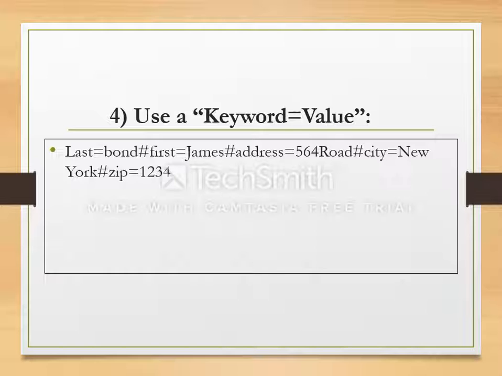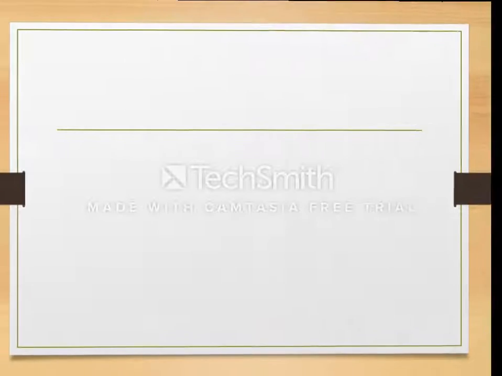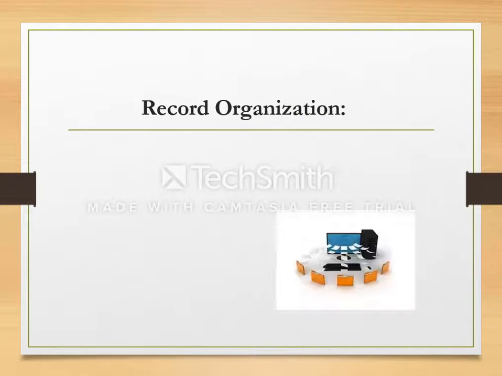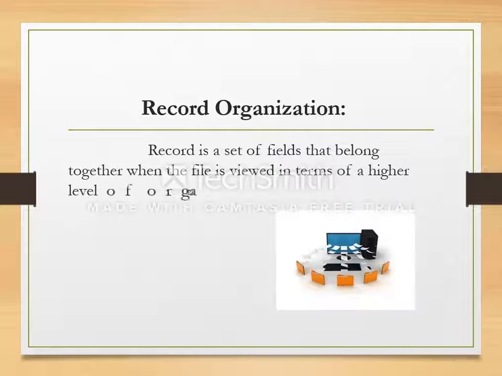This format also wastes a lot of space. 50% or more of the file space could be taken up by the keywords. Now we will see the definition of record organization. Record is a set of fields that belong together when the file is viewed in terms of higher level of organization.